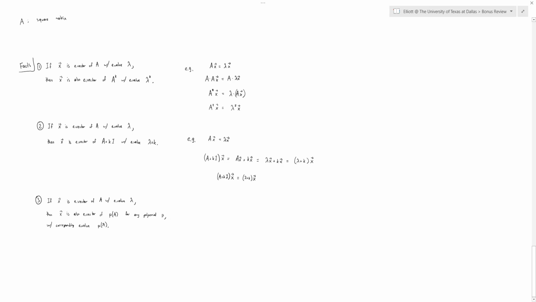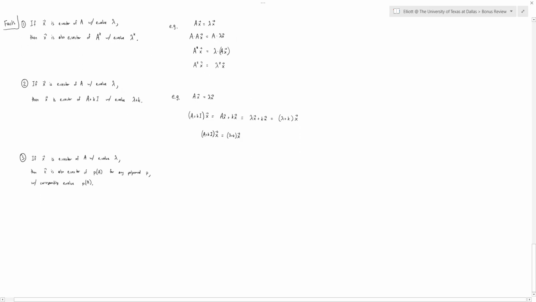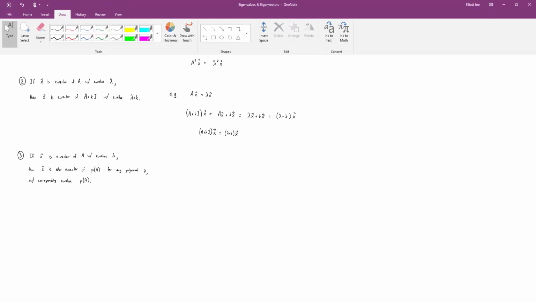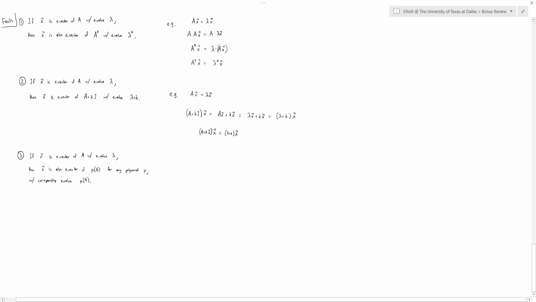And let's get a better sense for what all these facts mean with a quick example then. So let's say that we have a matrix A. We're not given exactly what this matrix A is, but we are given that A has eigenvalues of -2, 1, 3. So those are the eigenvalues of A, okay?